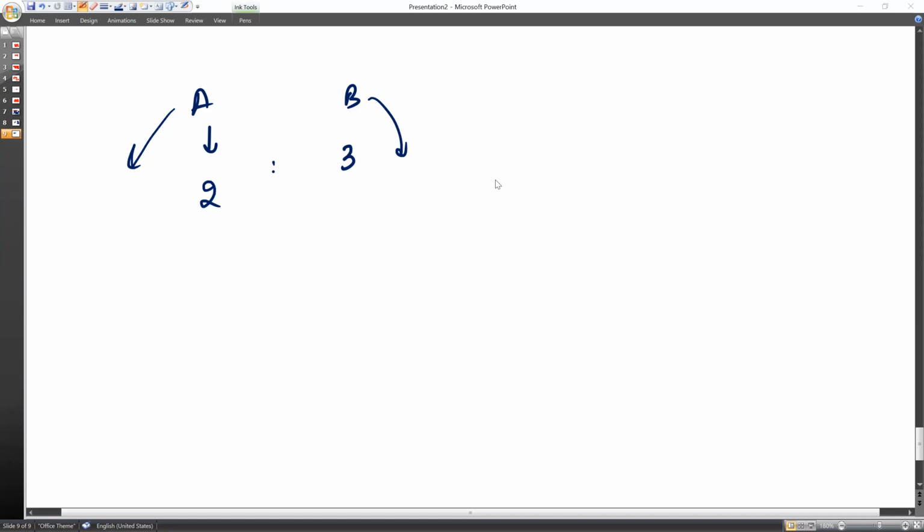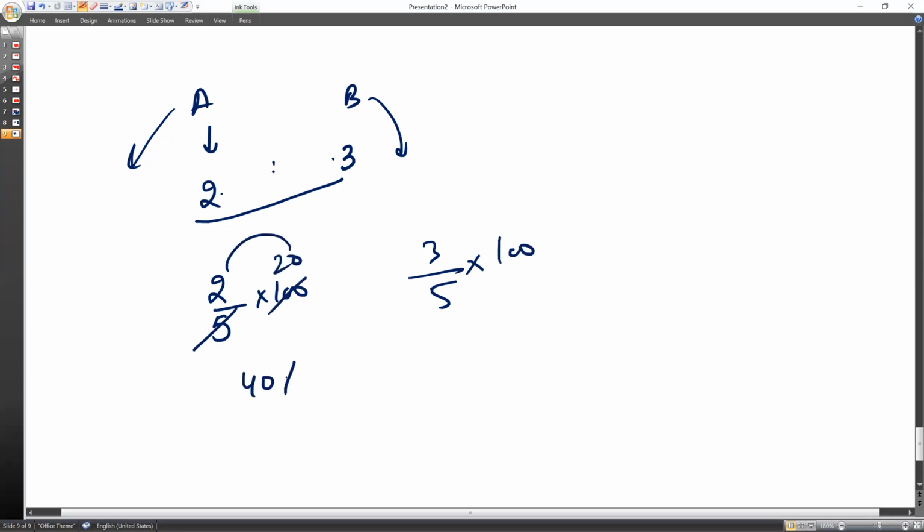And B is 60%. So what you are going to do is add the 2 and 3, you will get 5, which becomes the denominator. Then the ratio of each one over 5, into 100. So 100 divided by 5 is 20. 20 into 2 gives 40%, and 20 into 3 gives 60%. Got it?